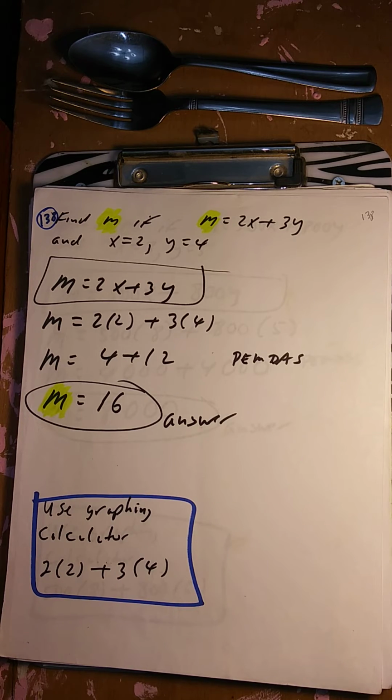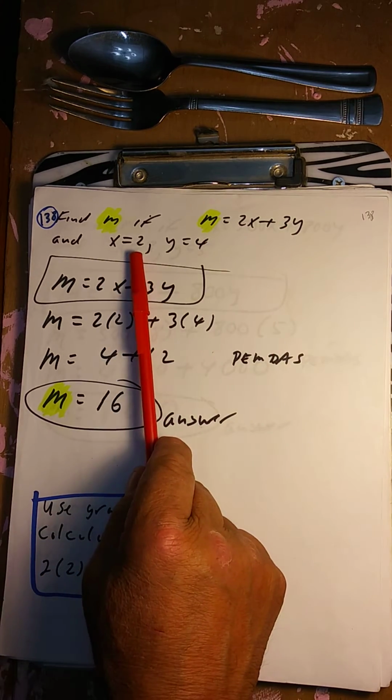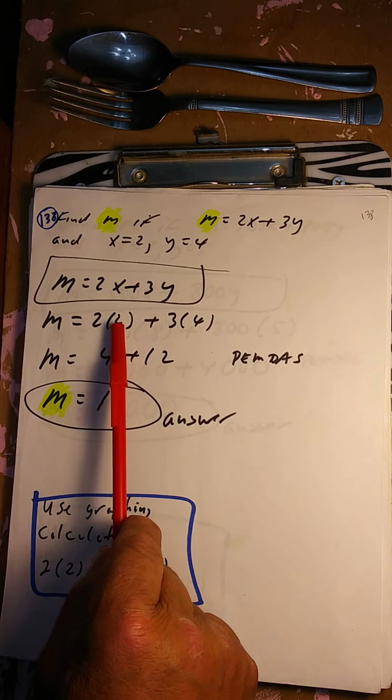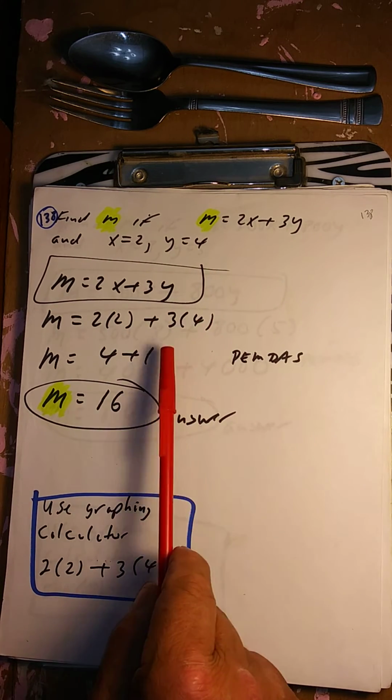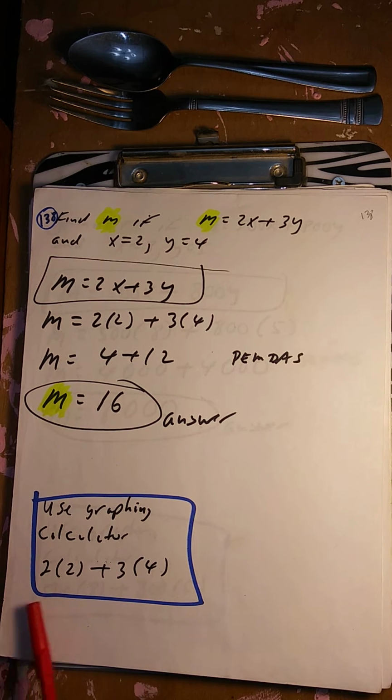Find m. M is this formula here. M equals 2x plus 3y. I know that x is 2, y is 4. So I'm going to substitute in this formula, put it into the x, put it in for the y. So 2 times 2 is 4. 3 times 4 is 12. So add those together, and your graphing calculator is going to give you what? 16, or this way.